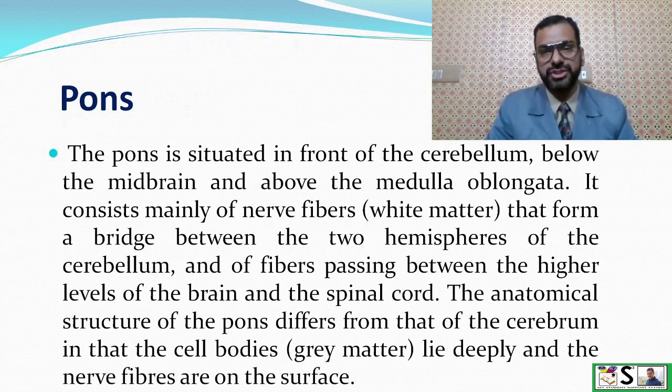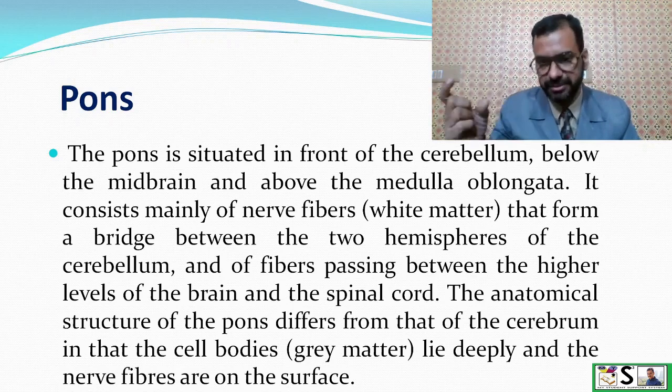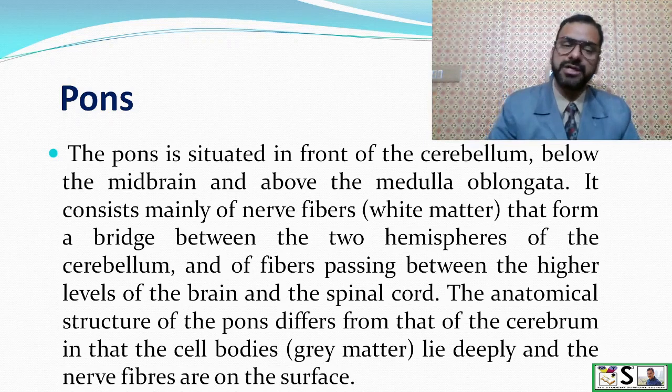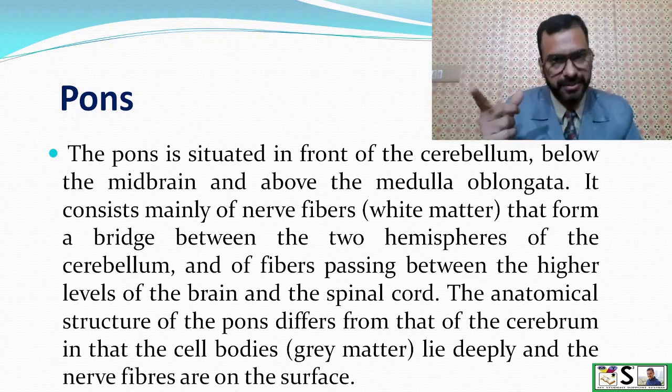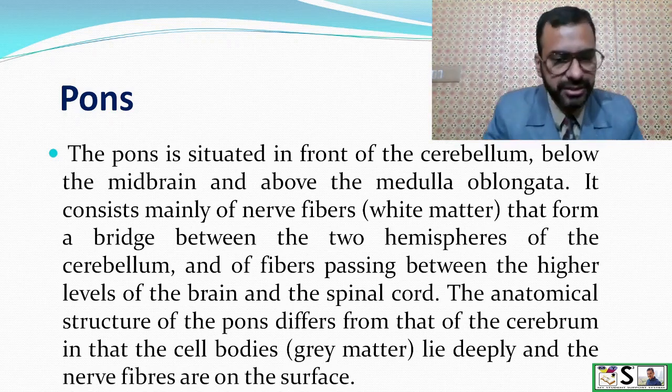Pons. The pons is situated in front of the cerebellum, below the midbrain and above medulla oblongata. It consists of many nerve fibers that form a bridge between the two hemispheres of the cerebellum and the fibers passing between higher levels of the brain, that is cerebrum, to the spinal cord and back. The anatomical structure of pons differs from the cerebrum because here in the pons the white matter is in the periphery and grey matter is in the deep.